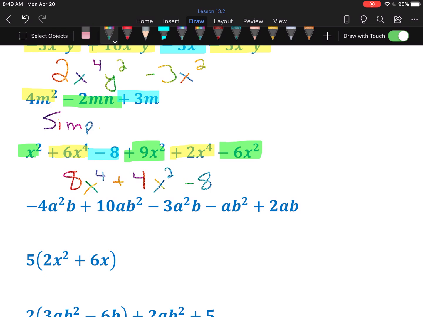Okay, next guy. Negative 4a squared b plus 10ab squared minus 3a squared b minus ab squared plus 2ab. Lots of a's, lots of b's, exponents of 2 floating around. So the highest degree of any of these terms is 3. The a squared b terms have a degree of 3, and the ab squared terms have a degree of 3.